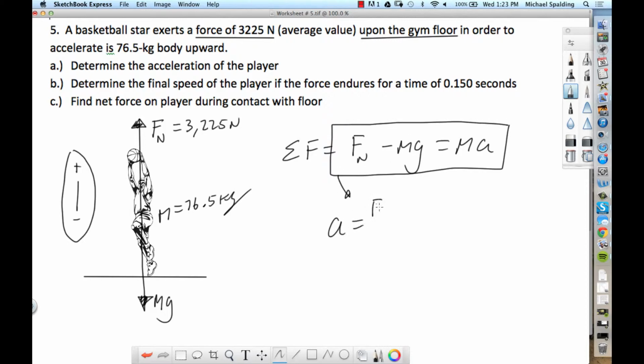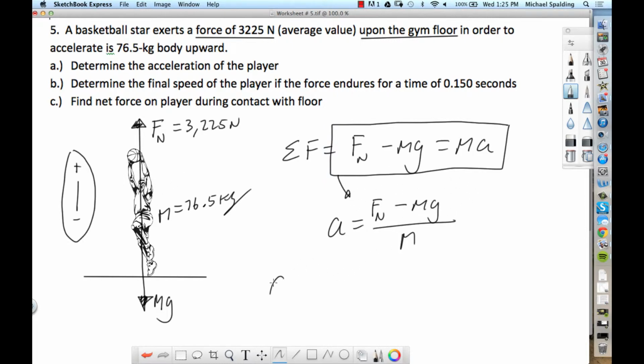Are there like two downward forces then? No, just one downward force. The downward force of 3,225? Oh, well, that would be if we were doing a free body diagram for the floor. The basketball player exerts a force down on the floor. So what does the floor do back to him? It exerts a force up. So the 3,225 Newton force would only be drawn as down if you were doing a free body diagram for the floor. We're doing our free body diagram for the player.